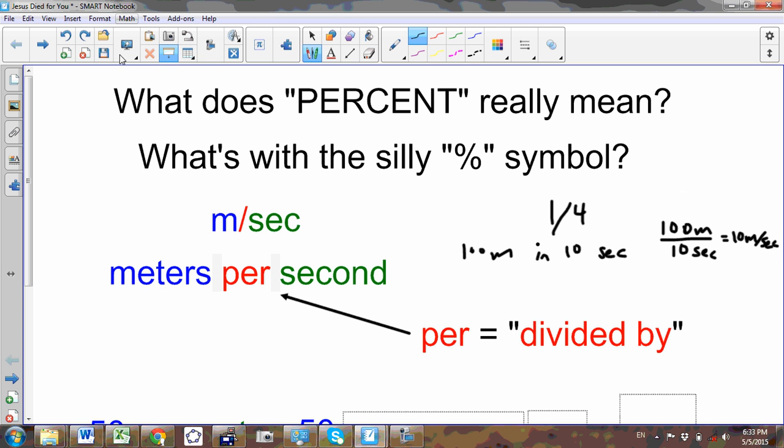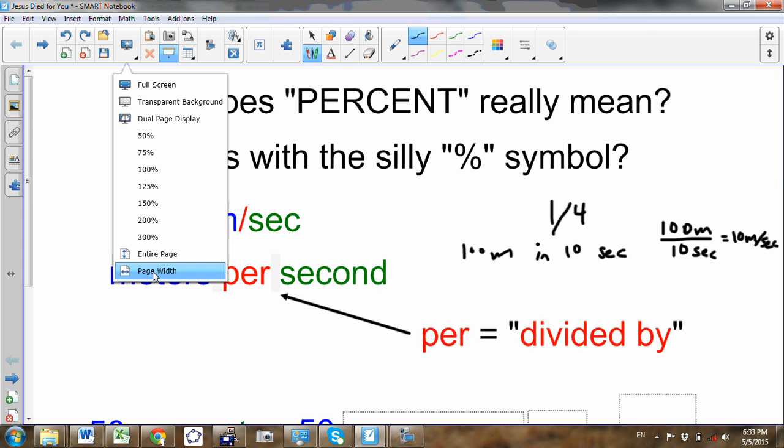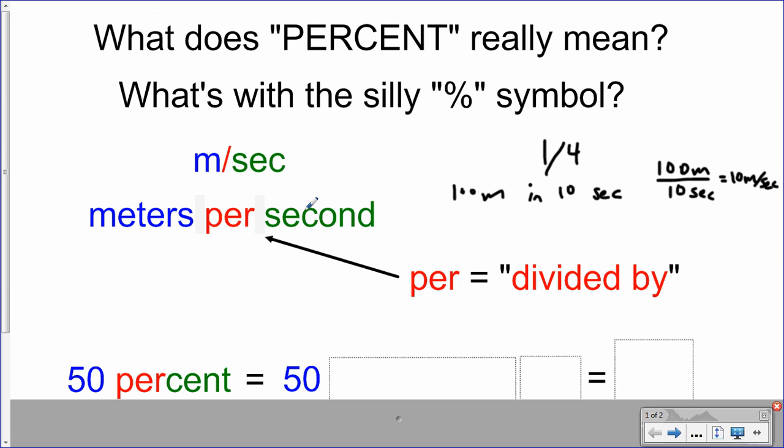Oops, I wanted to go back to full page. I don't know why I did that. Full screen.